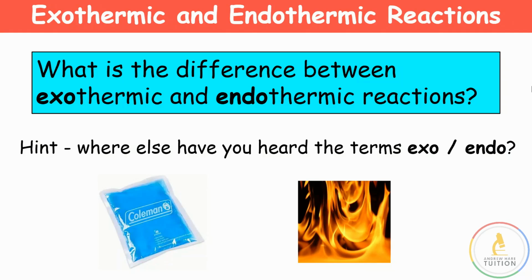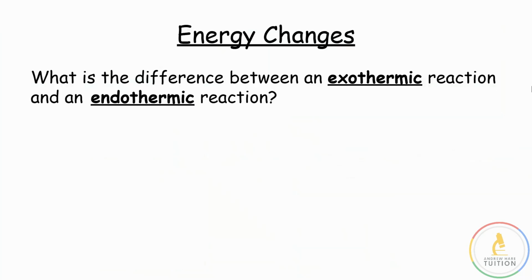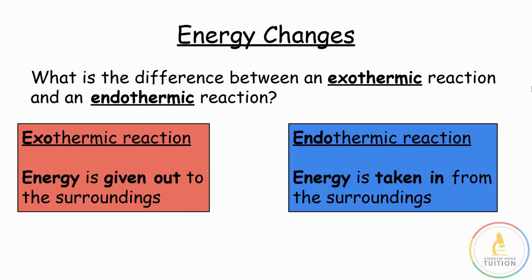Okay, so hopefully we've had a chance to jot down any ideas we had and have a think about what the differences are. Now let's find out. Now, I'm going to ask you not to write any notes yet, just listen up for now. We'll get notes down afterwards. And I'm going to bring up these definitions and then explain them on my whiteboard. So, an exothermic reaction is one where energy is given out to the surroundings, whereas an endothermic reaction is one where energy is taken in from the surroundings.